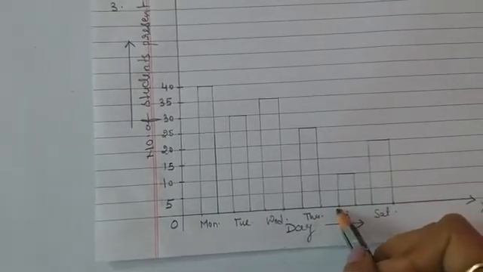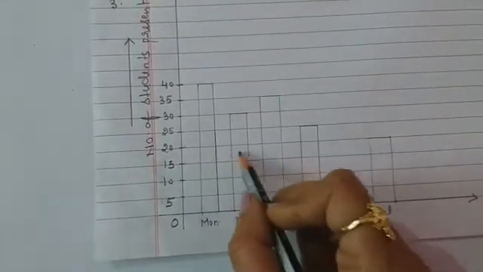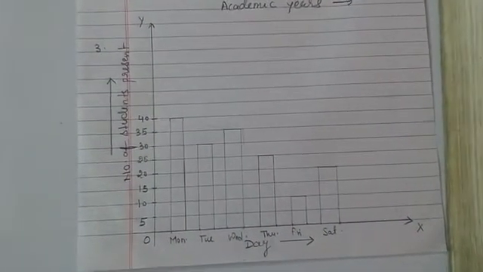Like this. On Saturday, 20 students are there. Okay. So like this, we will draw a bar graph. Okay.